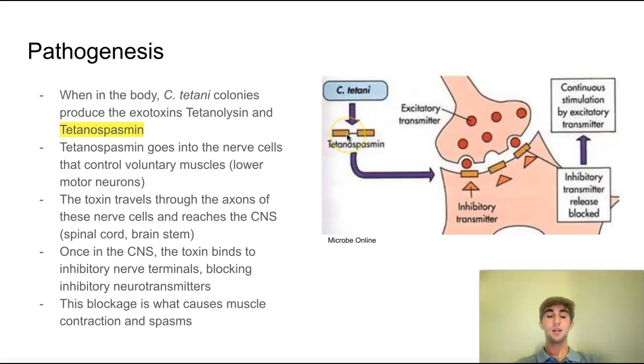So as you can see up here, here's the tetanospasmin. It's in the central nervous system. And it's going to bind to your inhibitory nerve terminals for your skeletal muscles. It's going to block these inhibitory transmitters from getting through to send signals to those muscles, meaning these muscles are only going to receive excitatory transmitters, the transmitters telling them to contract. And that's what's going to cause the muscle contraction and spasms that we're going to see when we look at the signs and symptoms.